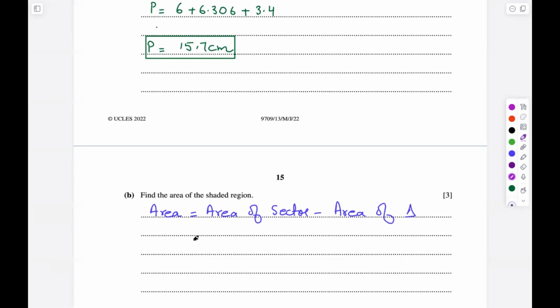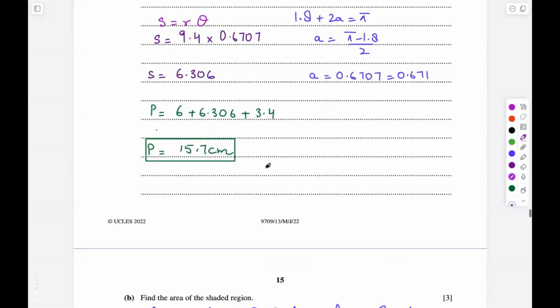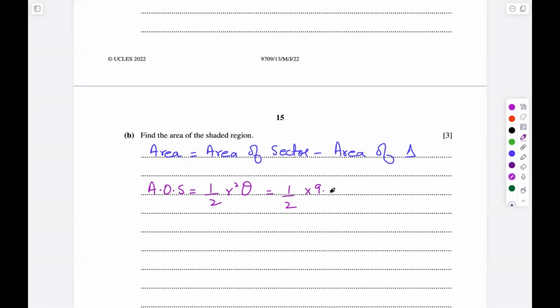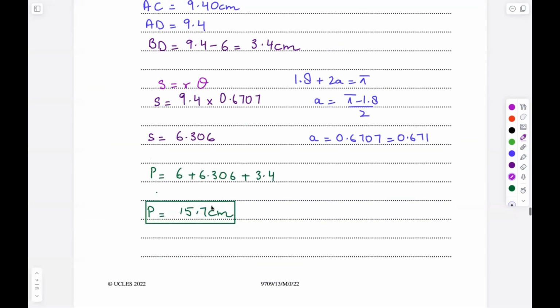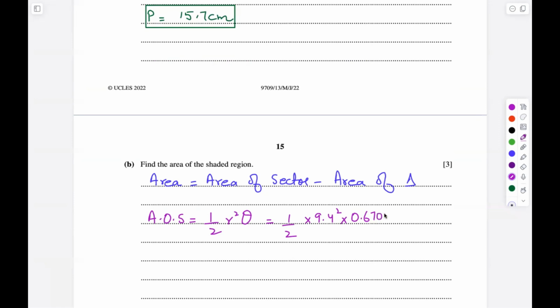Now, to find the area of sector, we'll apply the formula. So area of sector will be equals to 1 upon 2 r squared theta. So the radius of the sector was 9.4 centimeters. So this will be 1 upon 2 into 9.4 squared multiplied by theta. So theta was 0.6707. Substituting this in the calculator, the area of the sector will be equals to 9.4 squared multiplied by 0.6707 and dividing it by 2, that will be equals to 29.6. So the area of the sector is 29.6 centimeters squared.